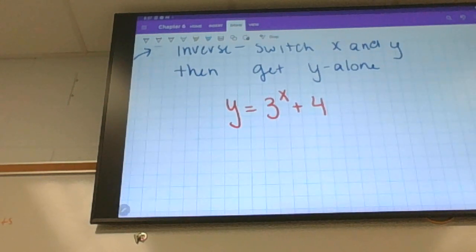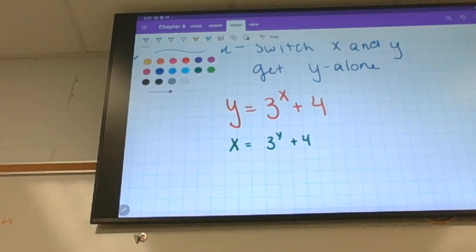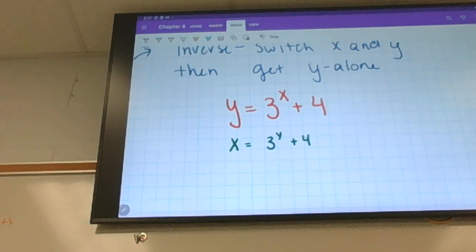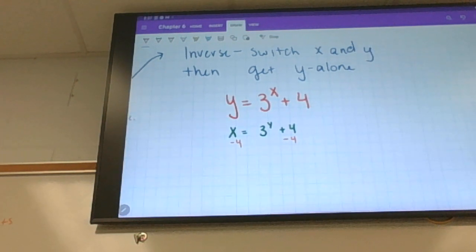Okay, so here we go. Put the x here. Put the y here. Then I need to get that y alone. So I will subtract the 4, cross the equal line.